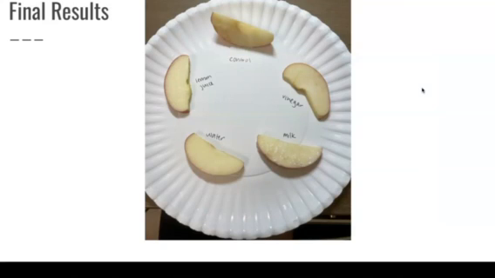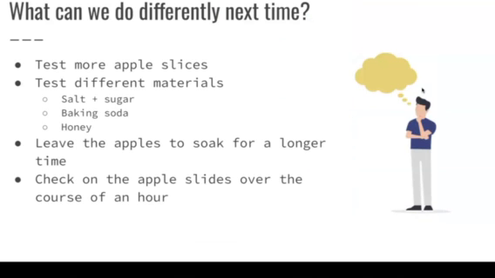If we want to achieve even better results next time, there are a couple things that we can do differently. First, we can test more apple slices to see a more representative effect of the liquids on the apples. We can also test different materials like salt or sugar, baking soda, or honey to see how they affect the apples. We can also leave the apples to soak for a longer time and check in on them over the course of an hour to see how the oxidation process occurs over time.